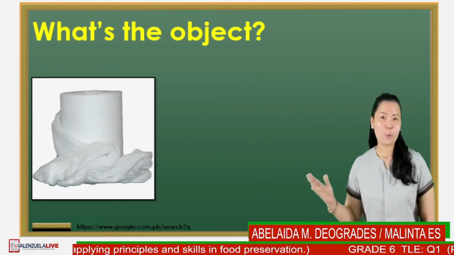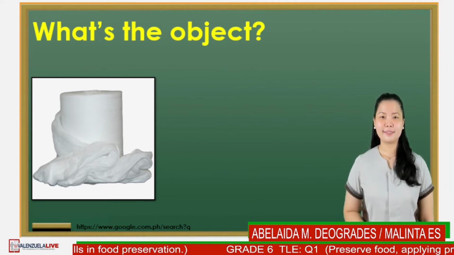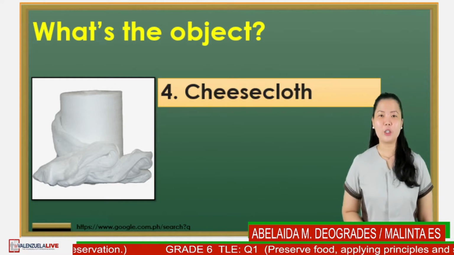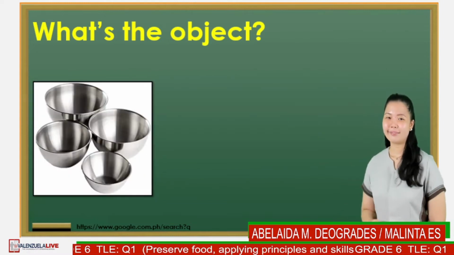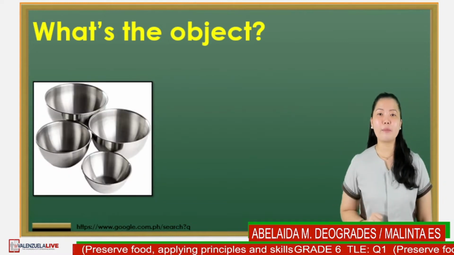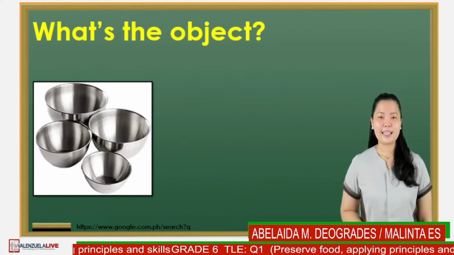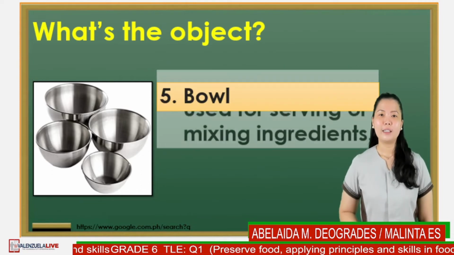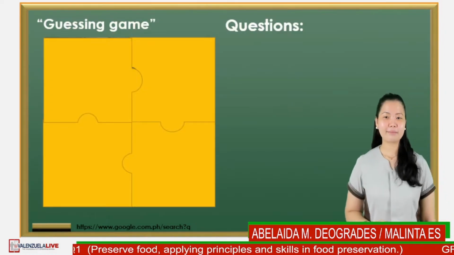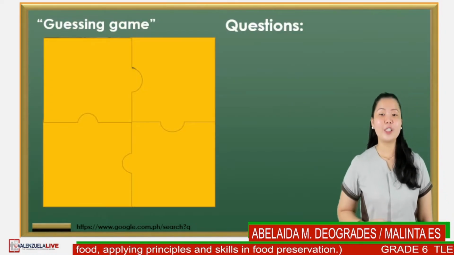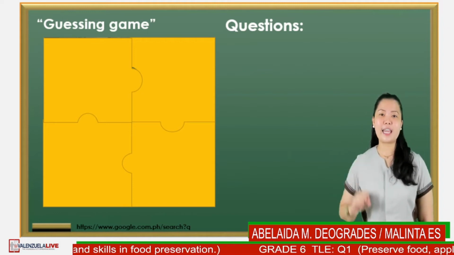Number 4. What is the object? The answer is cheesecloth. It is used for wrapping cheese. For our last, number 5, what is the object? The answer is bowl. It is used for serving or mixing ingredients. Well done, learners. Give yourself a clap. Now let us proceed to the guessing game.